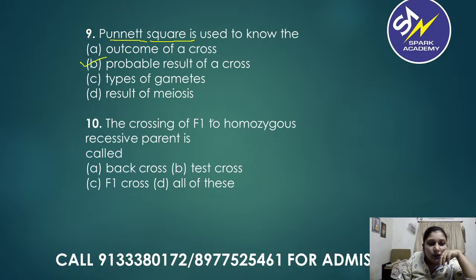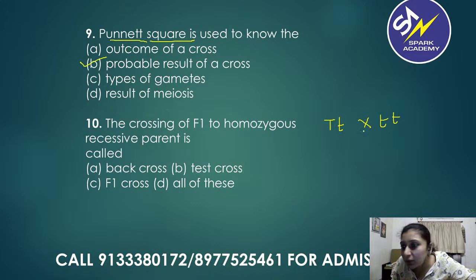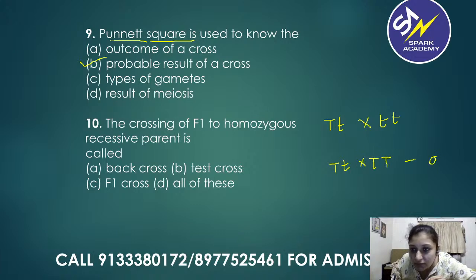The crossing of F1 to a homozygous recessive plant parent is called, again this question is repeating. Not the question, but the hint I have given you. See, the F1 generation crossed to a homozygous recessive parent, that is known as which type of cross? Tenth one, come on. Last question. One was this, Tt to TT. This was known as outcross. And what is this called?